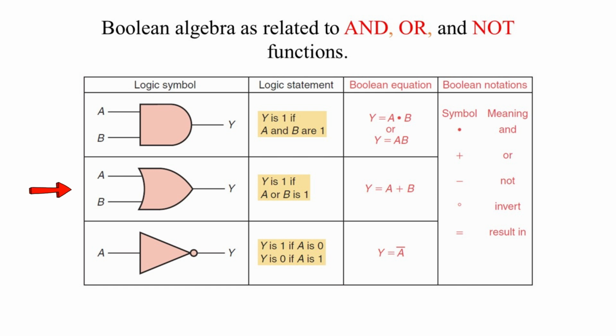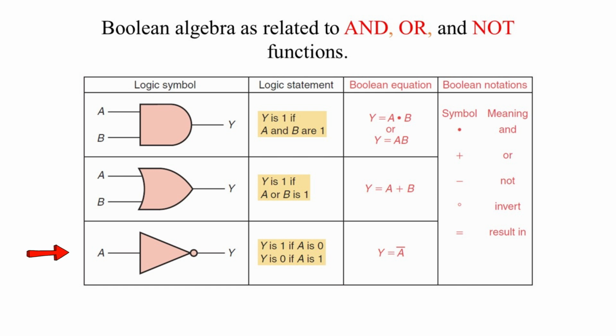Next is the OR gate. Again, we have two inputs, A and B. The output Y is true if either A or B is true, or if both are true. In Boolean algebra, this is written as Y equals A plus B. Here the plus sign does not mean arithmetic addition, it means the logical OR operation. In PLC ladder logic, this corresponds to parallel contacts. If either path is complete, the output coil is energized.